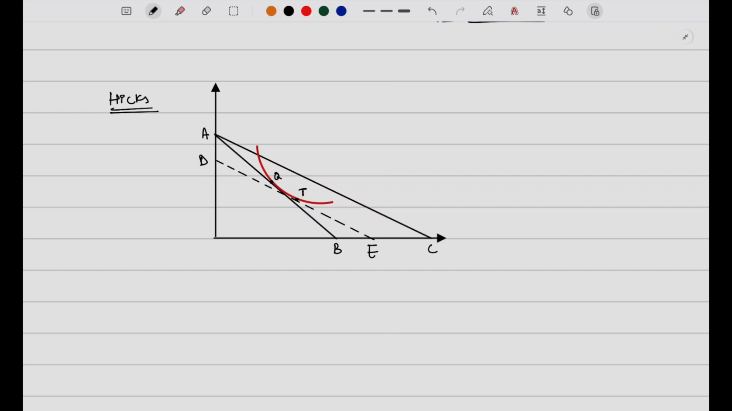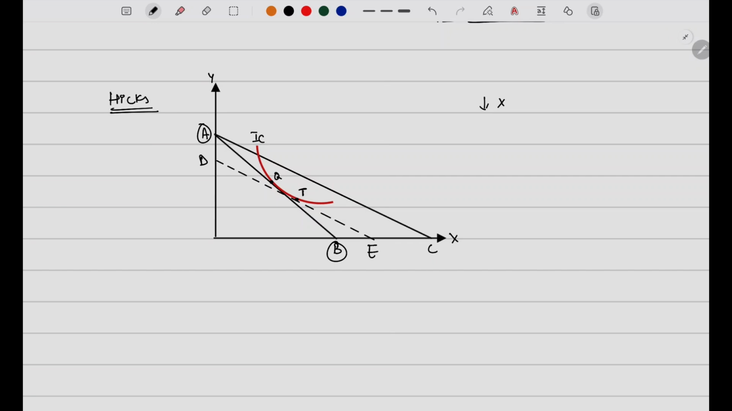So let us assume that the initial budget line is this AB curve, and this is our IC curve. This point Q is the initial bundle that the consumer is consuming. After the fall in the price of X, here is X and here is Y, good Y, our budget line will shift outwards. So our new budget line will be AC.